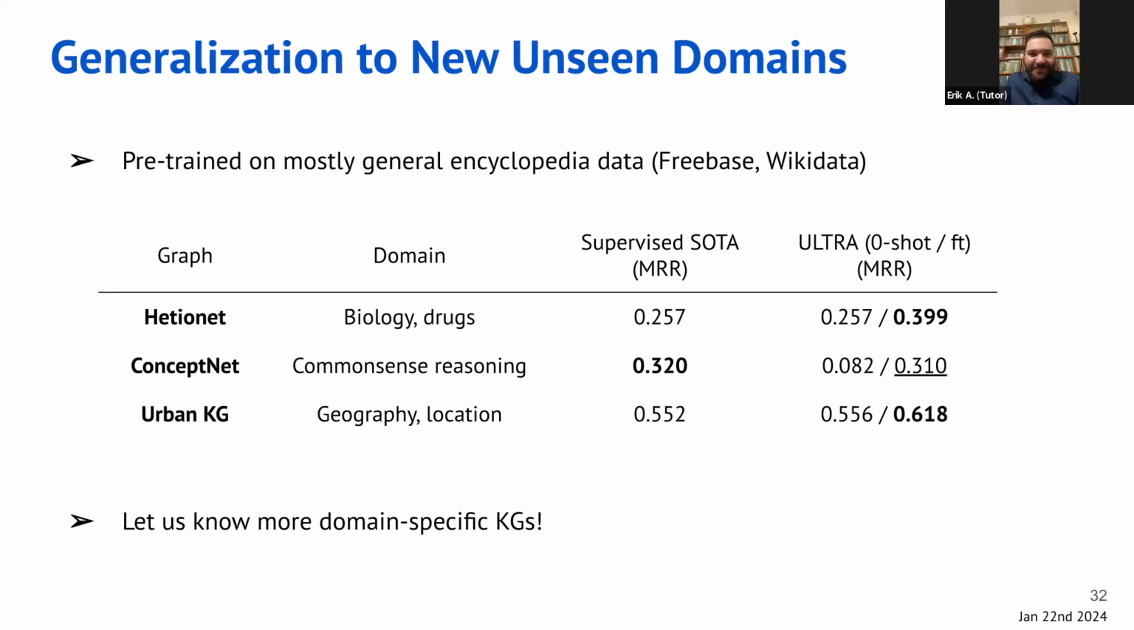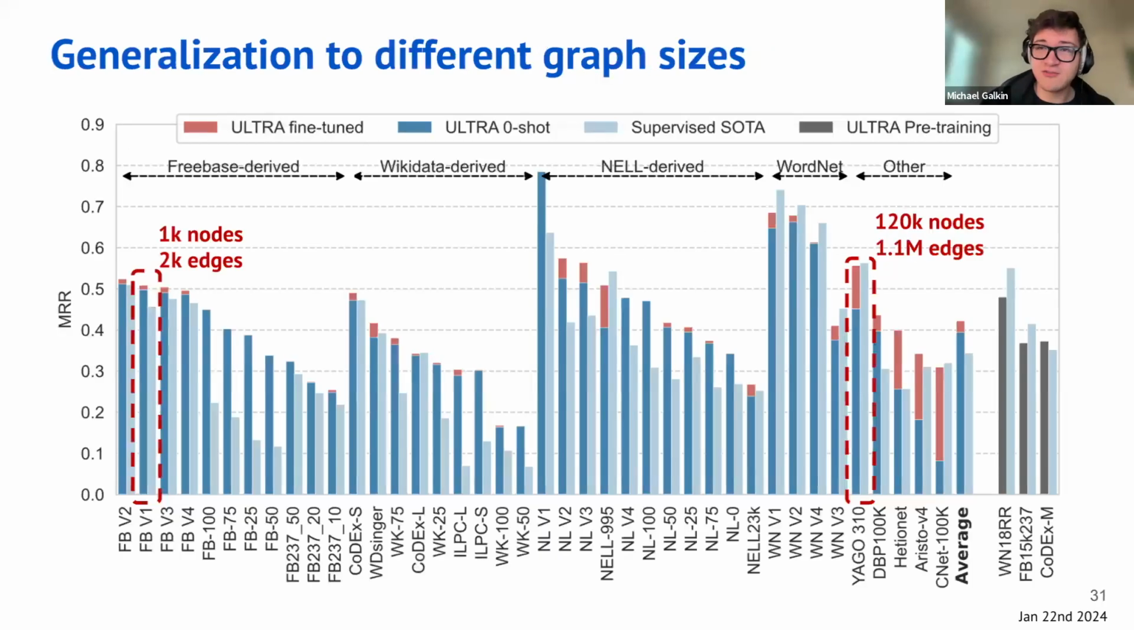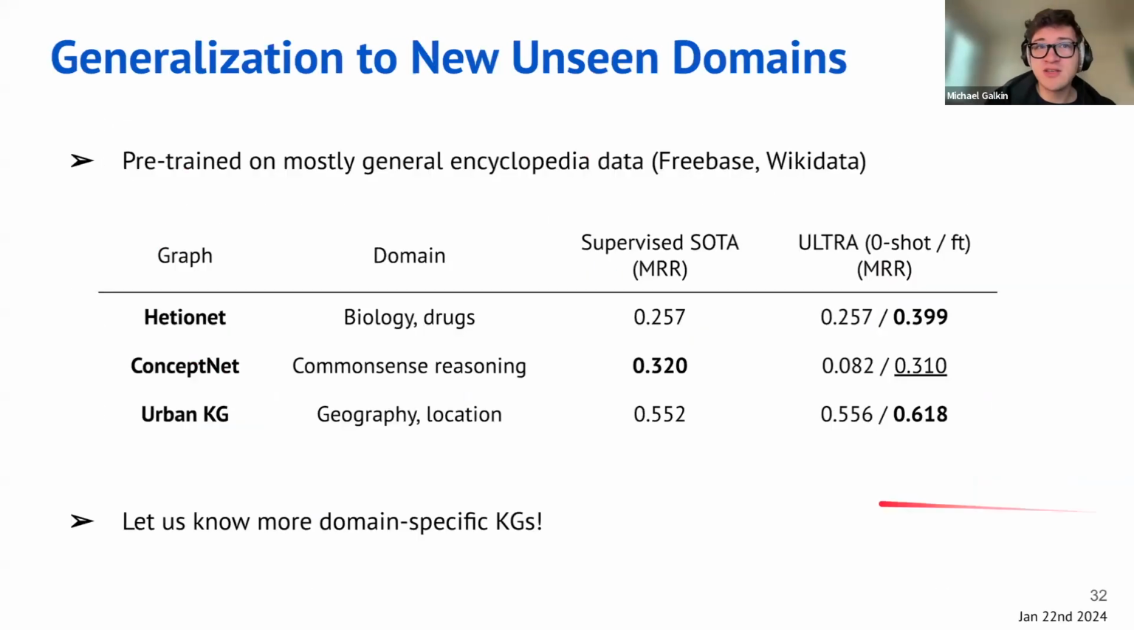Here we have the same pre-trained model from that huge suite of experiments, and then we try it on some very different graphs. One of them is HetioNet, a biomedical graph that has to do with biology. And we beat the supervised SOTA already in a zero-shot mode. Well, it's on par, but if we just fine-tune it for 1,000 triples, then we largely beat it by a very good margin. There is no existing model that would reach those numbers.